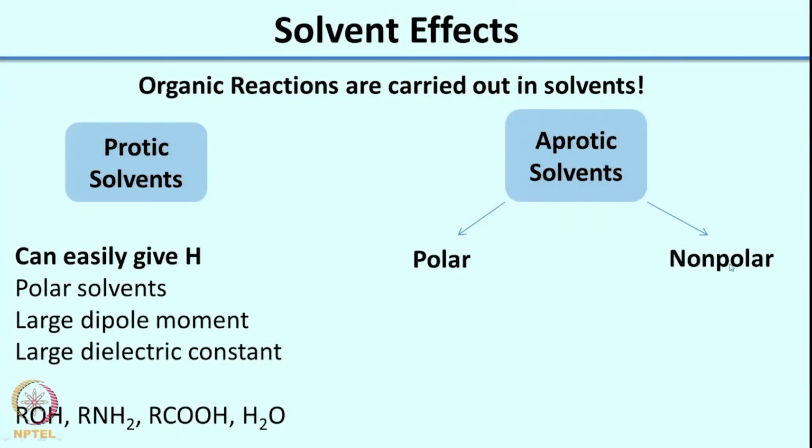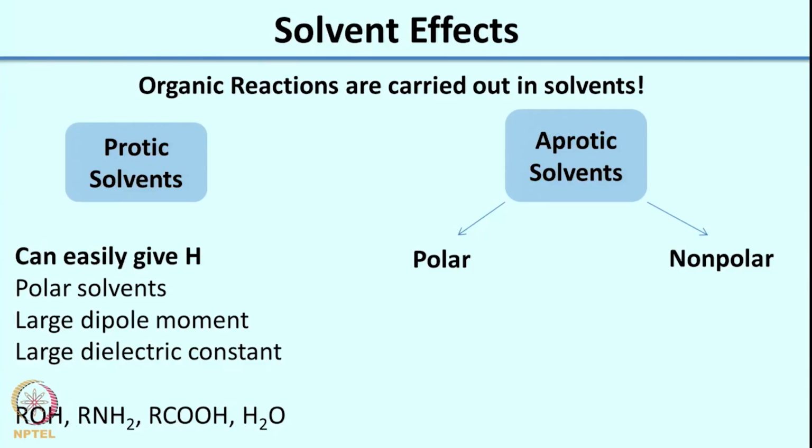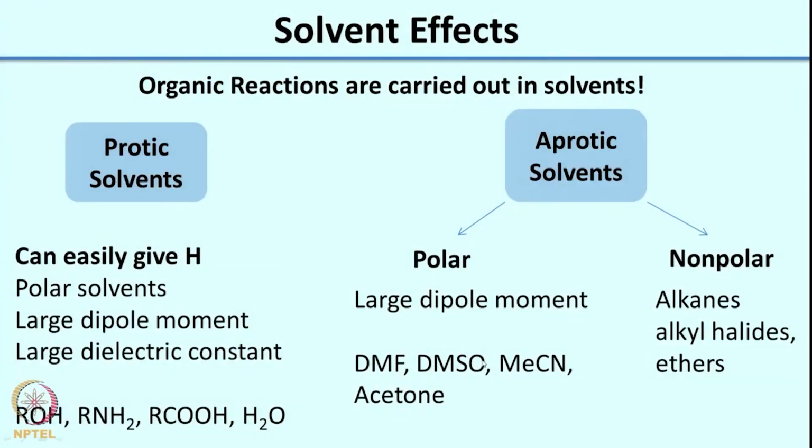Now coming to aprotic solvents, as I said, they can be polar or non-polar. So can you think of some examples of polar aprotic solvents and examples of non-polar aprotic solvents? You can try to list them out in your notebook. Polar aprotic solvents have a large dipole moment, and examples are dimethyl formamide, dimethyl sulfoxide, acetonitrile and acetone. If you do not know the structure of DMF and DMSO, I will write it for you. DMF is N,N-dimethyl formamide.